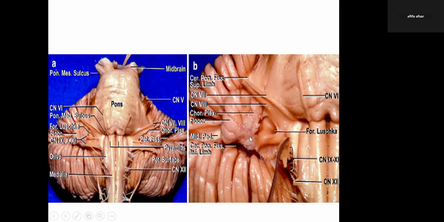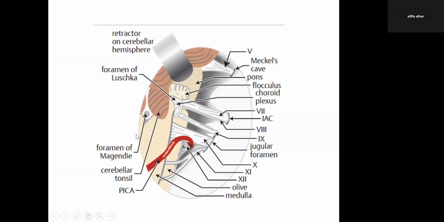Here we can appreciate that this is the choroid plexus, which is hanging down from the foramen of Luschka laterally, and which is again lying in close proximity to the glossopharyngeal nerve complex. This is a schematic diagram of the lateral view as we popularly see in the retrosigmoid approach, which is the most common and the workhorse approach for addressing the CP angle lesion.